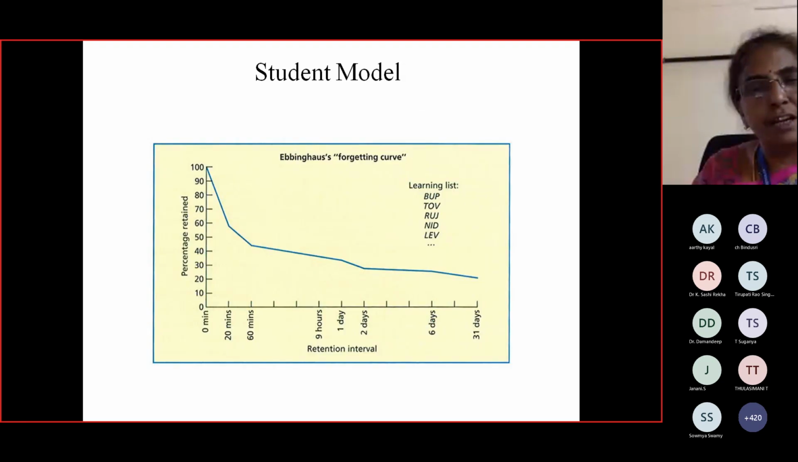So he plotted this slide. You can see here, as soon as he memorized these nonsense words, that is, 3-letter words, he tried to immediately recollect them. He was able to recollect all the words. After 20 minutes, he could recollect only 60% of the words. As the time progressed, after 31 days or so, he could recollect only 20 or 30% of the words that he had learned. Next slide.